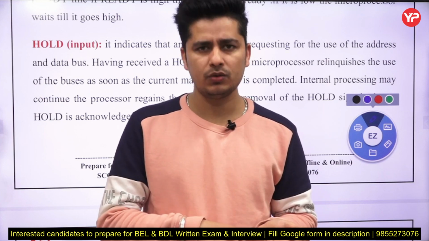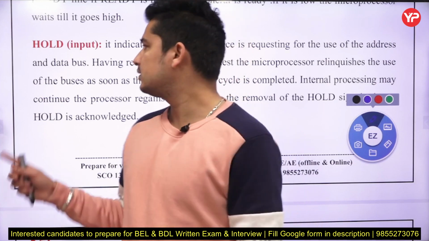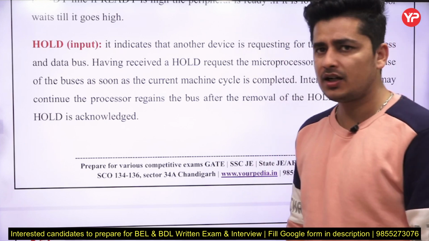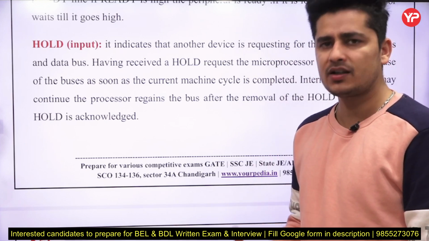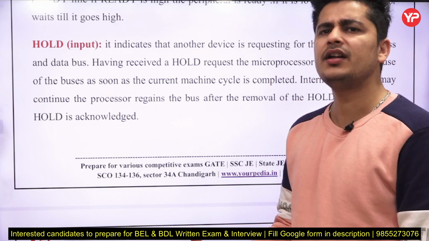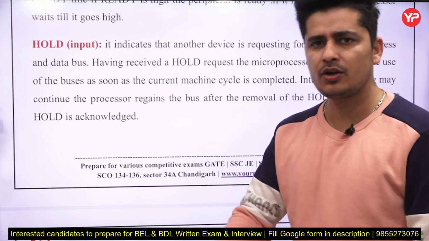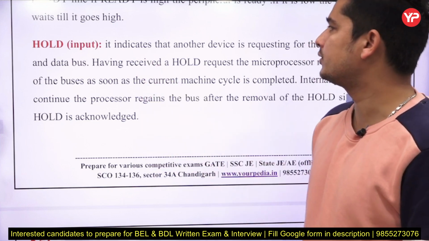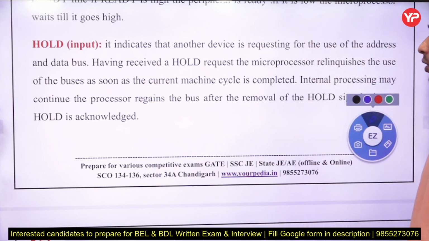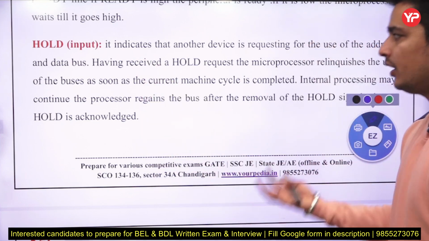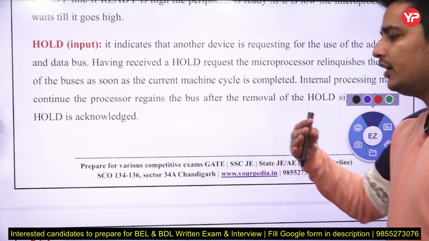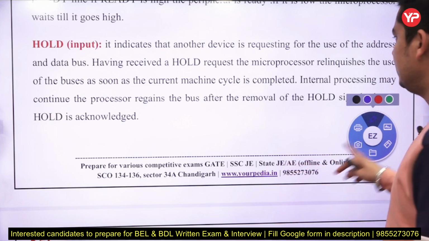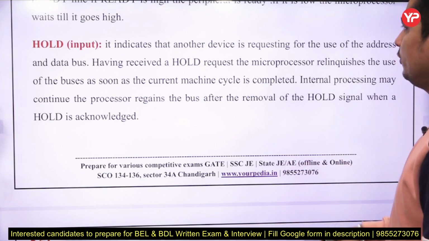Whenever your computer loses that, this hold status indicates that the other device is requesting the address and data bus, right? They perform their operation, and it will wait until that hold signal again goes to 0. That is the thing. Whenever your hold signal is removed, the hold acknowledgement signal will be sent, and it will take control of your address as well as the data bus. That is the main thing of this one, right?